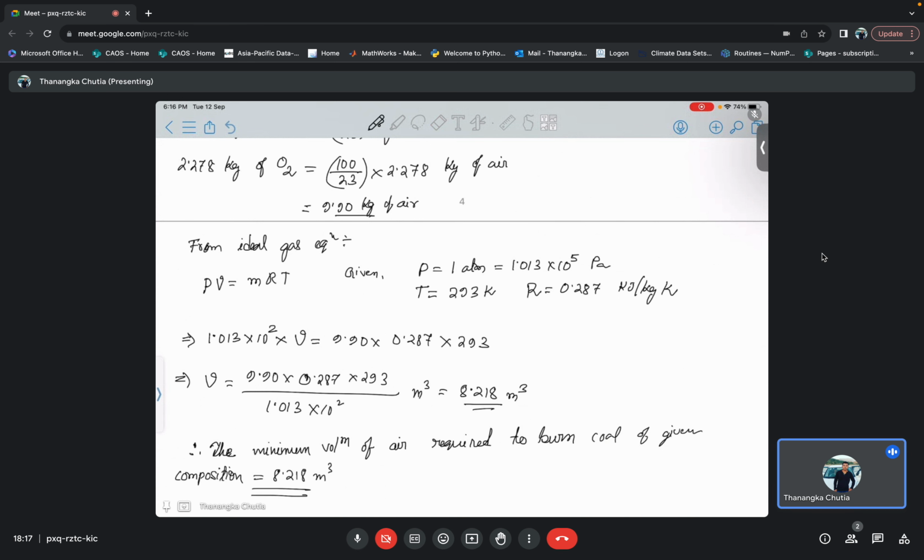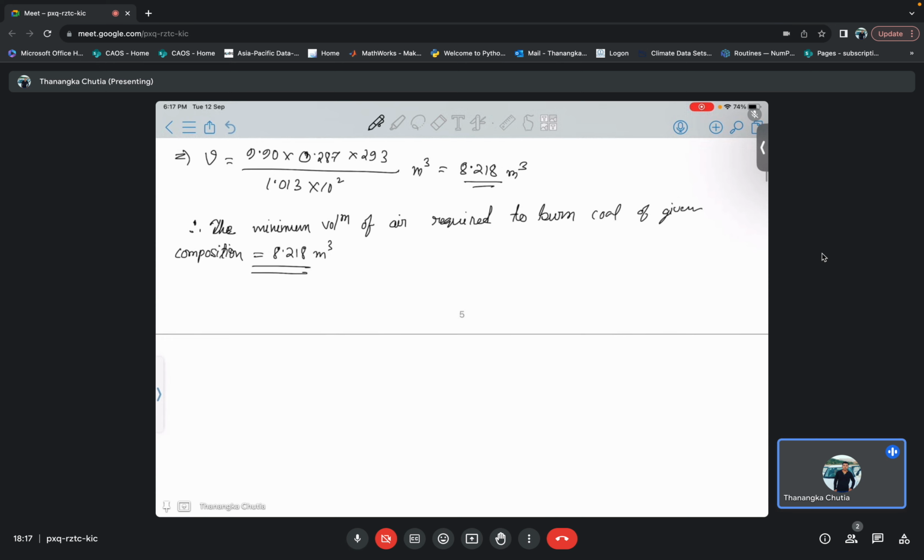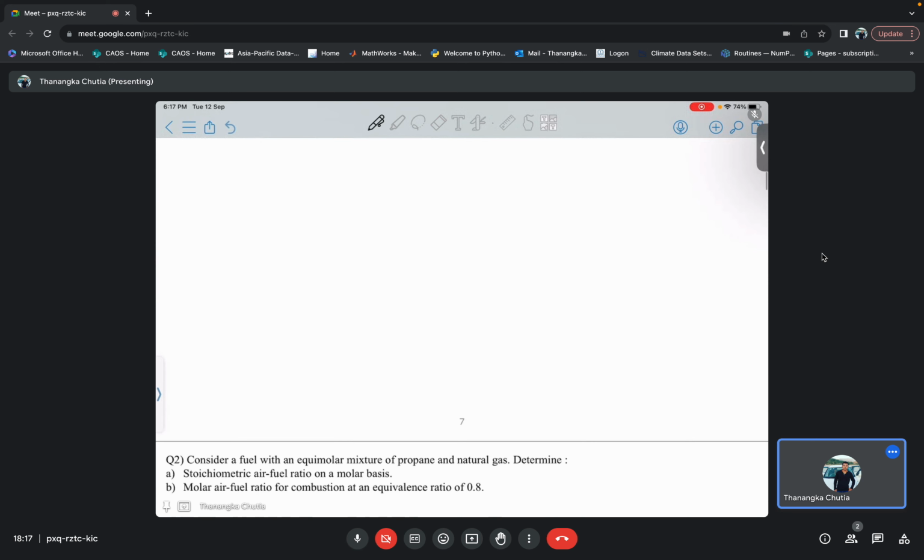Okay, it's very simple. In the coal, not all the constituents present are combustible, so we first calculate the amount of oxygen required to undergo combustion for the different combustible constituents. From that we know the relationship, the ratio of the mass of oxygen to air, and from there we calculated the mass of the air first, and from that mass of the air we calculated the volume of the air.